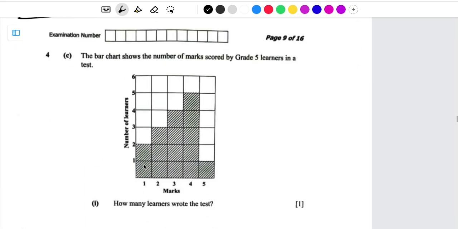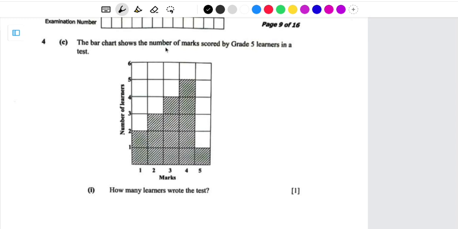Question 4. The bar chart shows the number of marks scored by grade 5 learners in a test. So these are the number of marks here. So the number of marks we have 1, 2, 3, 4, and 5. And these are the numbers of learners in the y-axis. Then in the x-axis, we have number of marks. So how many learners wrote the test? The number of learners are here.